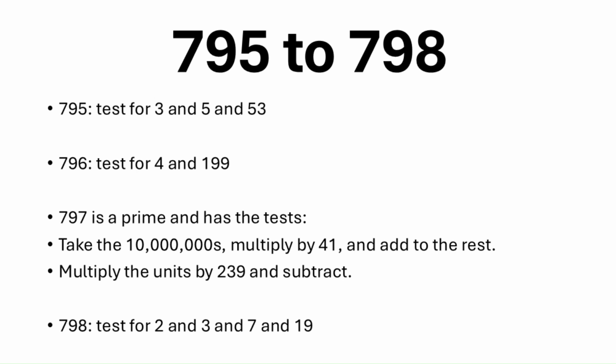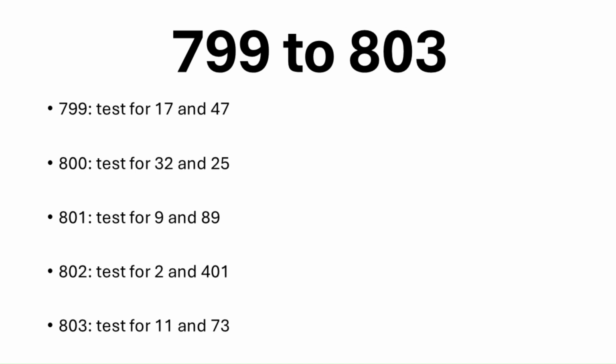Take the 10 millions, multiply by 41, and add to the rest. Multiply the units by 239 and subtract. 798, test for 2 and 3 and 7 and 19. 799, test for 17 and 47. 800, test for 32 and 25. 801, test for 9 and 89. 802, test for 2 and 401.